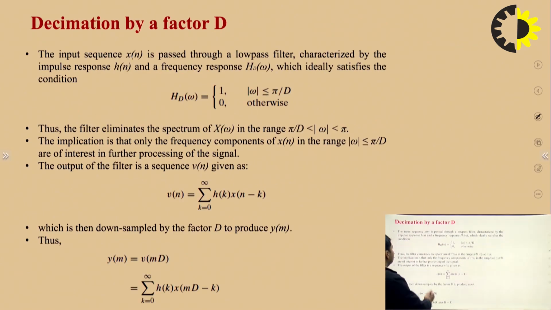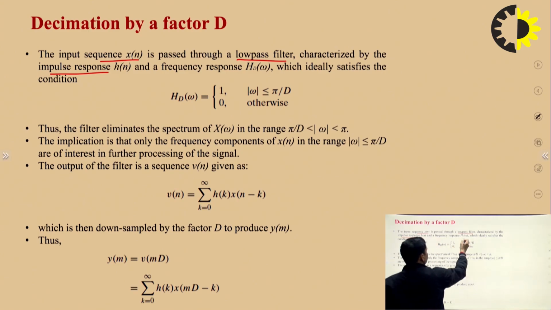Here we can again see that the input sequence x(n) is passed through a low pass filter. What is the output value y(m) here? The input sequence x(n) is passed through a low pass filter first of all, which is characterized by the impulse response h(n) and the frequency response H_D(omega), which ideally satisfies the condition, what?